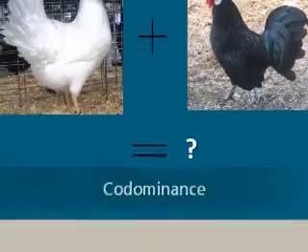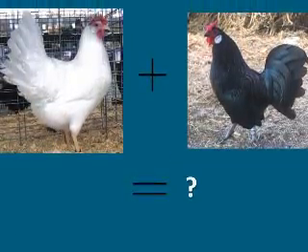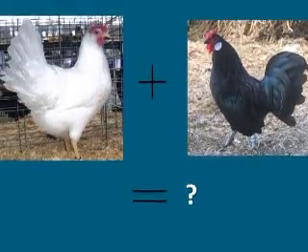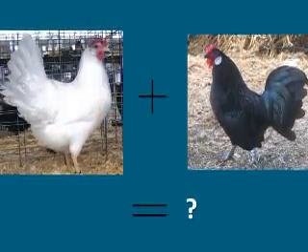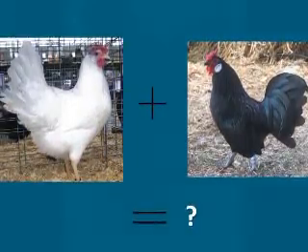Another exception is codominance. In codominance, the phenotypes expressed by both homozygous phenotypes are shown. Let's look at a chicken. In certain varieties, the allele for black feathers is codominant with the allele for white feathers.